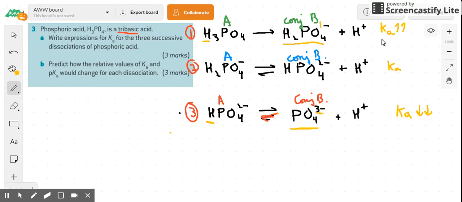But then, if the Ka is the highest in this case, that means the pKa would be the lowest. So this one will have the lowest pKa, and this one would have the highest pKa. Because remember, pKa equals the minus log of Ka, which means if Ka is very high, when it becomes negative, that makes pKa very low. And inversely, if Ka is very low, pKa is very high.